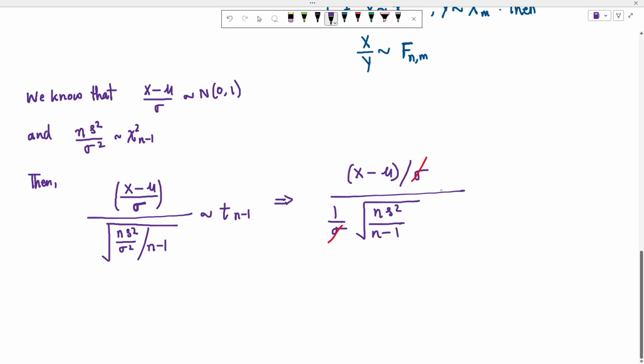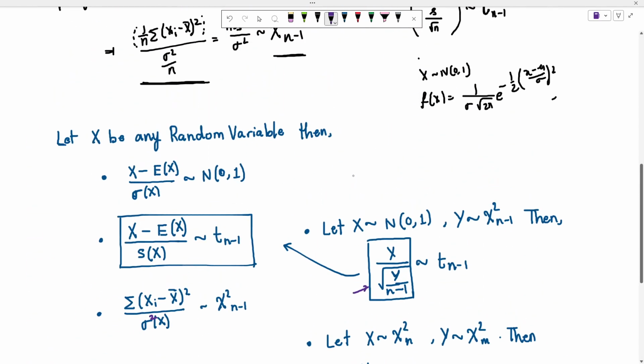What else am I left with? I am left with x minus mu by, so there is a root n here, right? Okay, there is a root n here. Okay, let's just take everything out. So I have s square, and then I am left with this n by n minus 1. How do we deal with this? Or am I making some kind of a mistake?